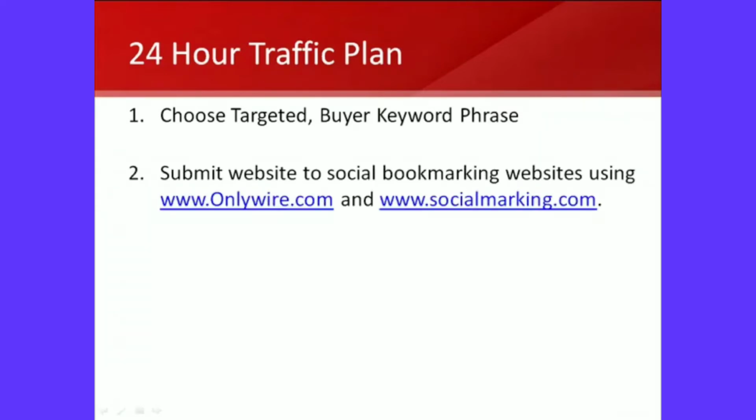After you've identified the keyword phrase, the very next step is to go ahead and submit your website to social bookmarking websites using www.onlywire.com and www.socialmarking.com. Those are places that have information and links to websites where you can access social bookmarking websites. Now, a social bookmarking site, if you're not aware, is a site that's set up with the sole purpose of allowing people to share links with each other.